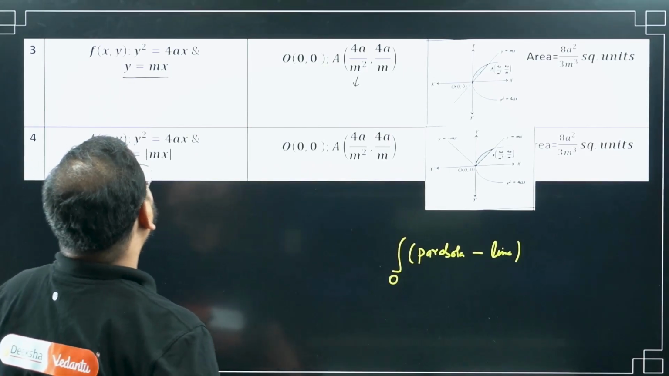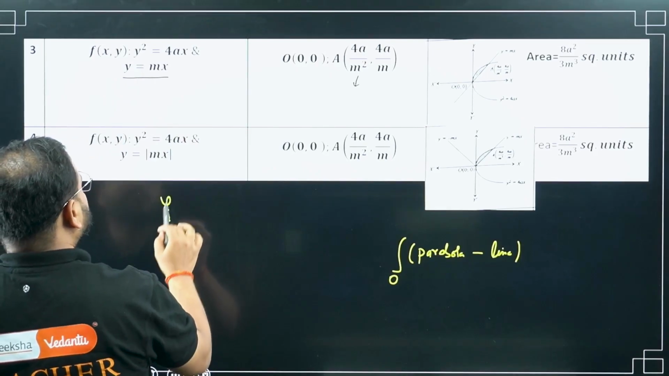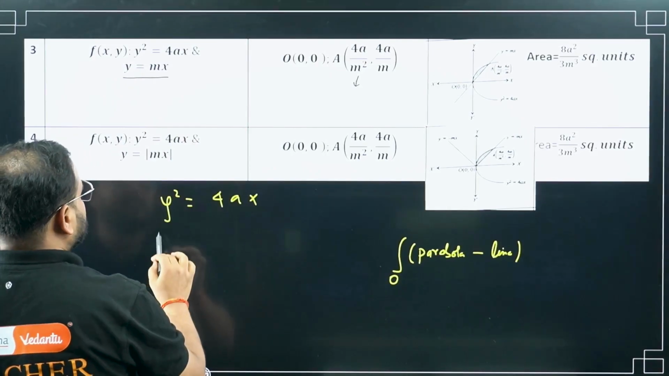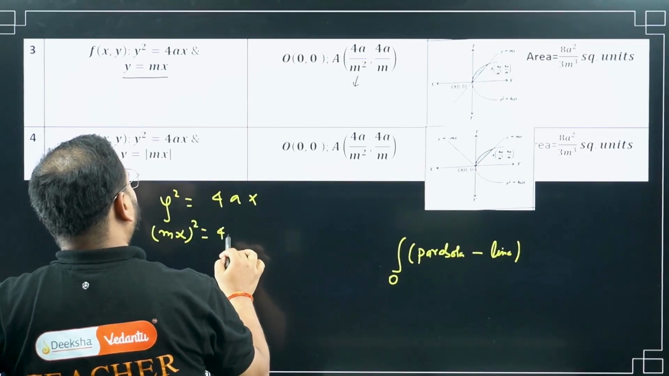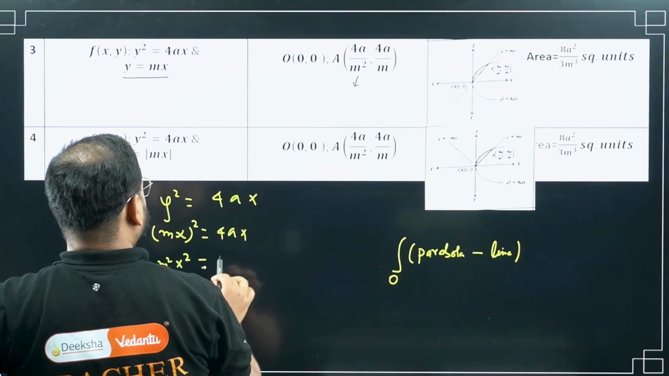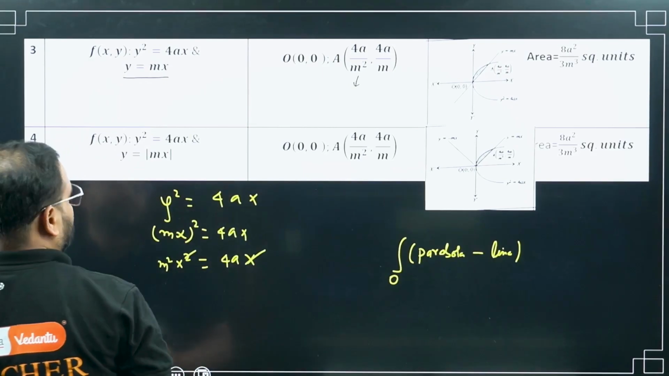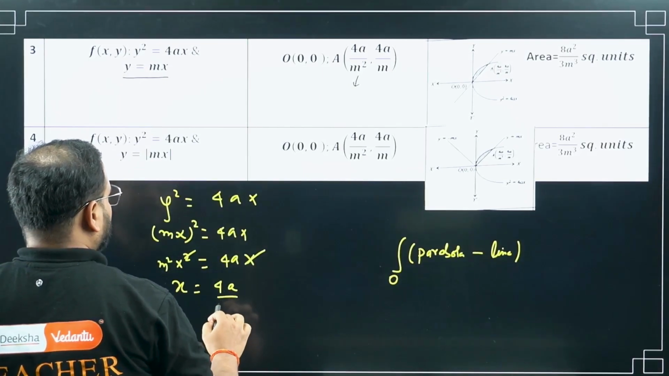What we're going to do is put mx in place of y. What is the given condition? y square equals 4ax. In place of y we put mx, so mx the whole square equals 4ax. What are we going to get? m square x square equals 4ax. Cancel this x with this. What I'm going to get? x equals 4a by m square.